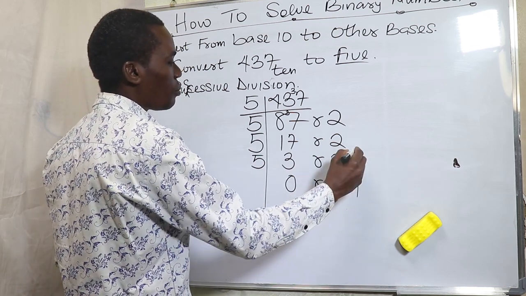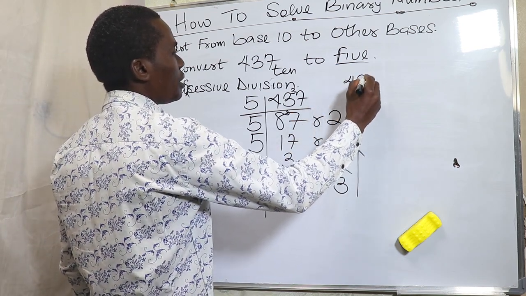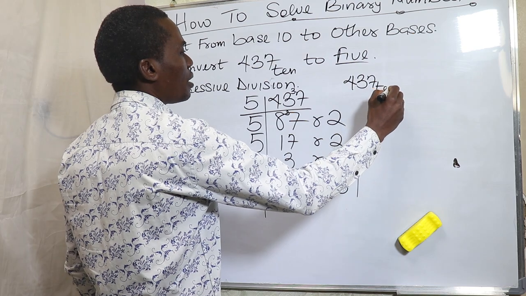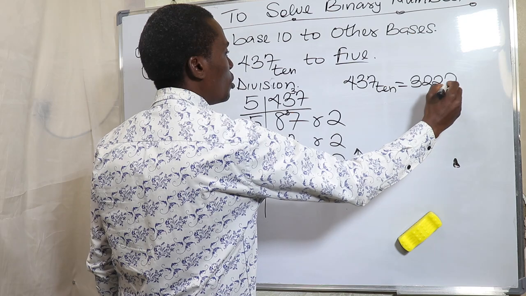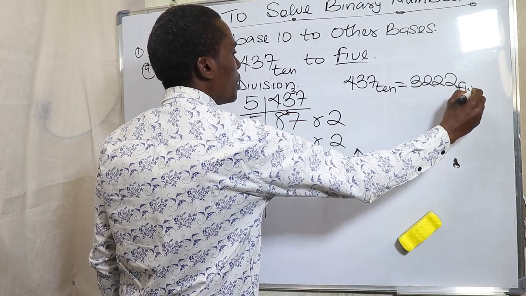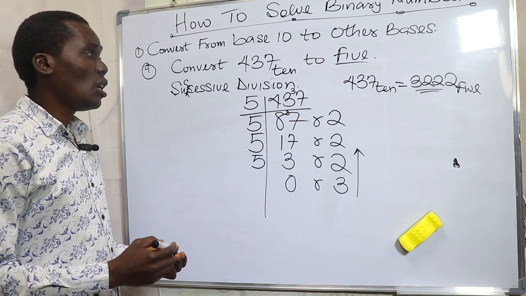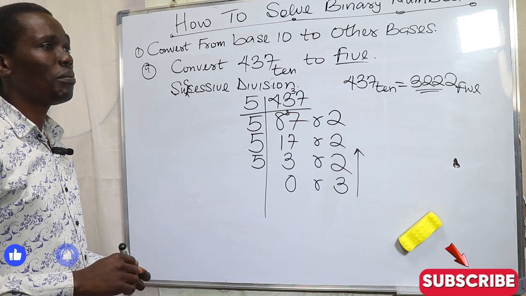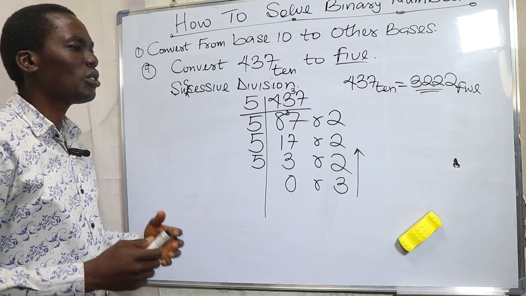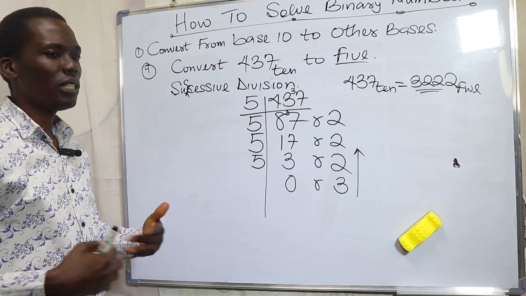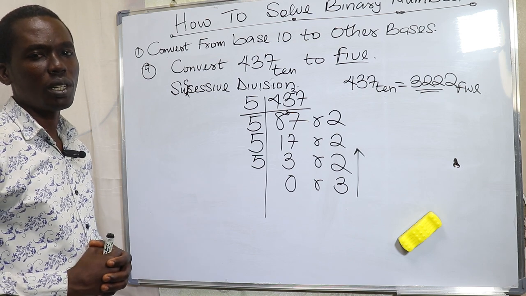So if we count this from bottom to top, that means 437 in base 10 will be equal to 3222 in base 5. And that is the solution. So you see, when you are converting from base 10 to other bases, this seems very easy. All you need to do is just to go about doing your successive division, and your result will just appear.